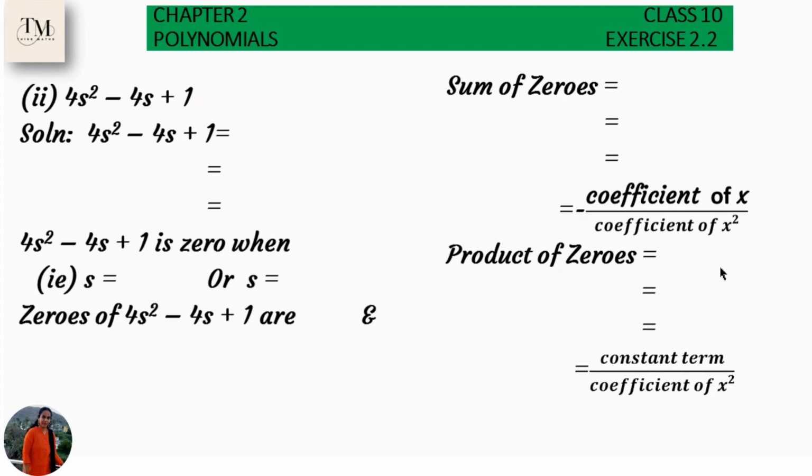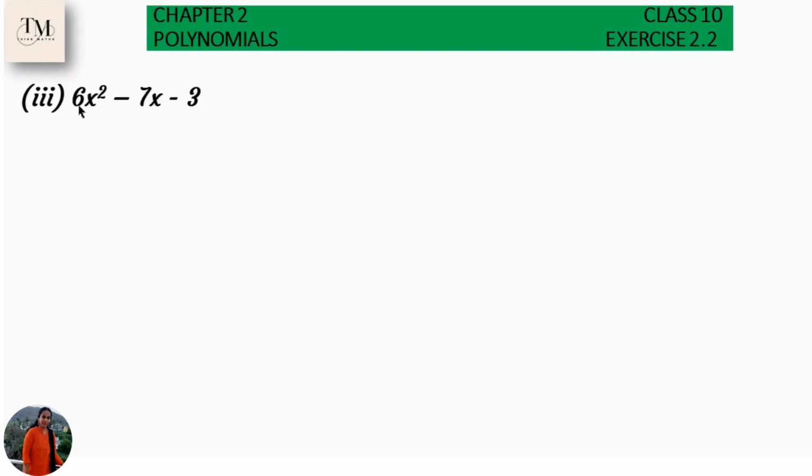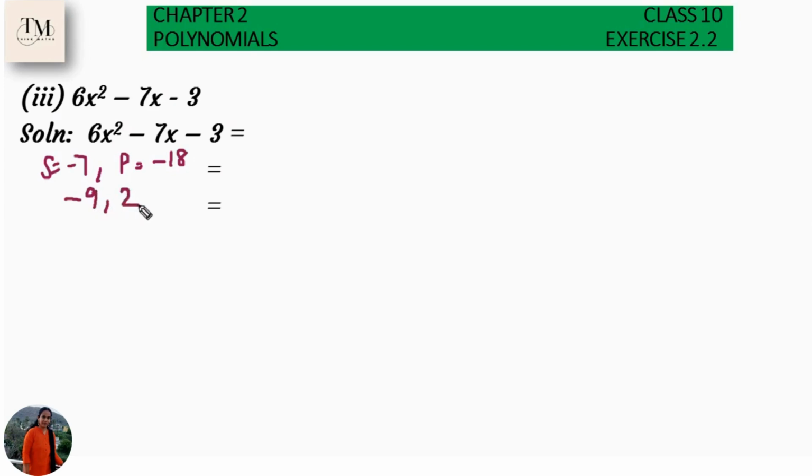So let me go to the next problem. 6x square minus 7x minus 3. So we have to solve this equation. So here the sum is equal to minus 7 and the product is 6 into minus 3, which is minus 18. So we have to find the two terms, that is I can say 9 into 2. So here a negative sign is there. So minus 9 and 2. So minus 9 plus 2 is minus 7. Minus 9 into 2 is minus 18.